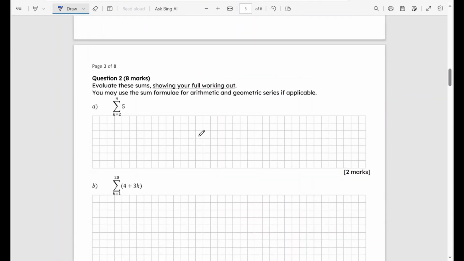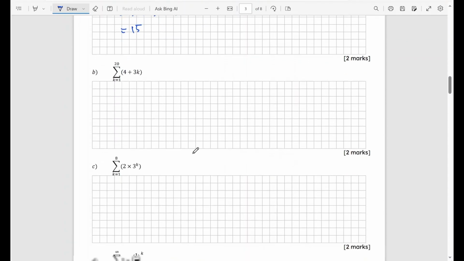That's good. All right, next thing we got here, it's really important we show the full working out. This is 5 plus 5 plus 5. Because when k equals 2, it's 5. When k equals 3, it's 5. And when k equals 4, it's 5. So that's 15. That's the sum. All these you can double check on a calculator too.